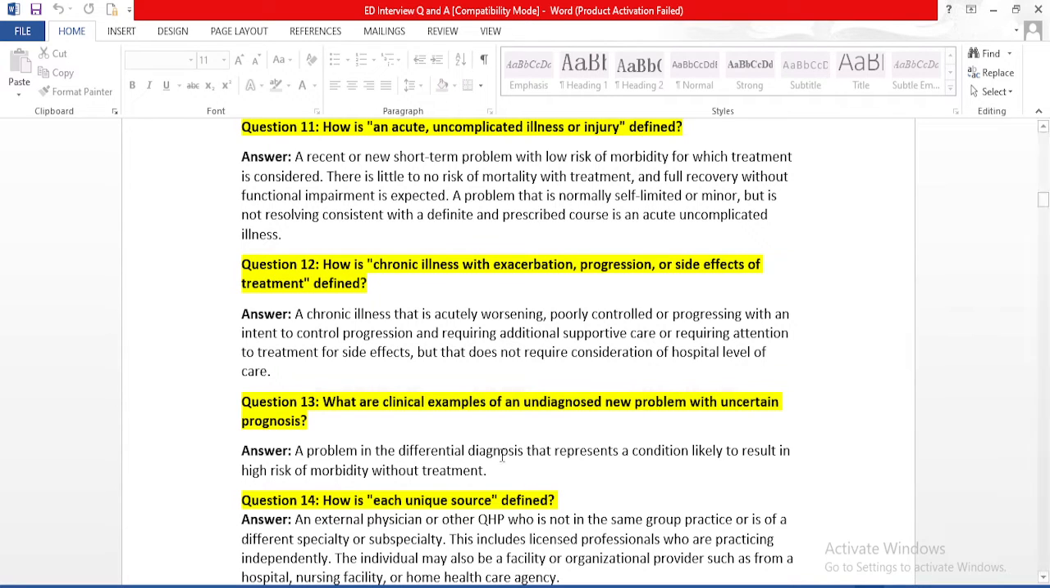Next question, how is chronic illness with exacerbation, progression or side effects of treatment defined?